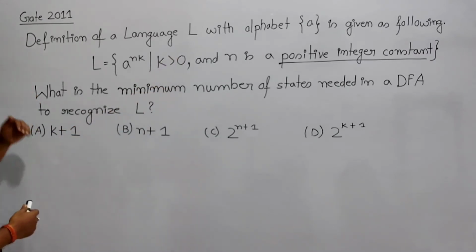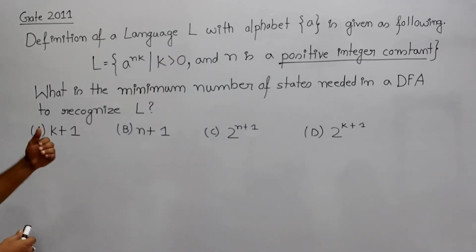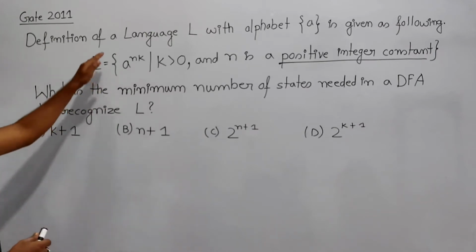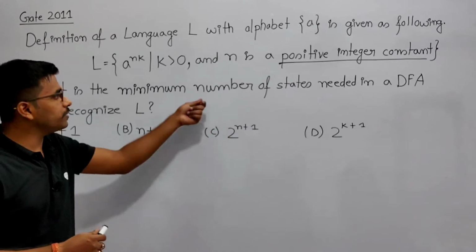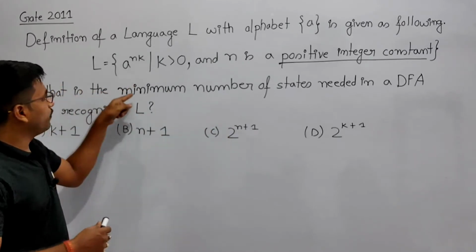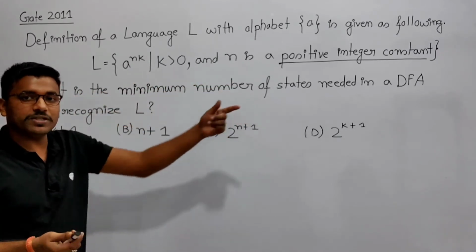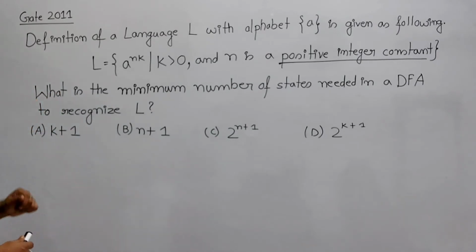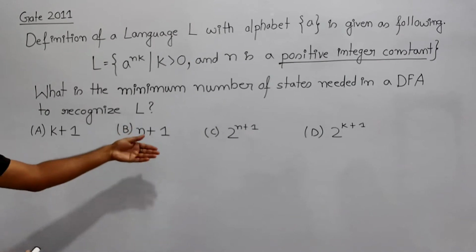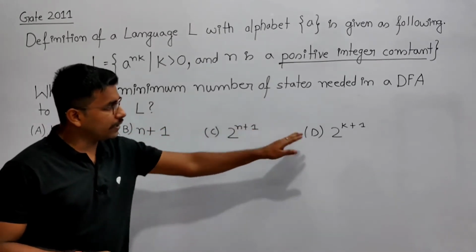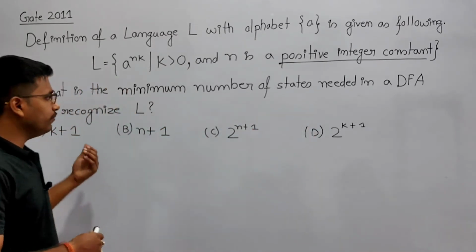So they are asking what is the minimum number of states needed in a DFA to recognize it. They are asking what is going to be the minimum number of states required in the minimal DFA, meaning the minimal deterministic finite automata. The options they have given are k plus 1, n plus 1, 2 to the power n plus 1, and 2 to the power k plus 1. So we will see one by one.